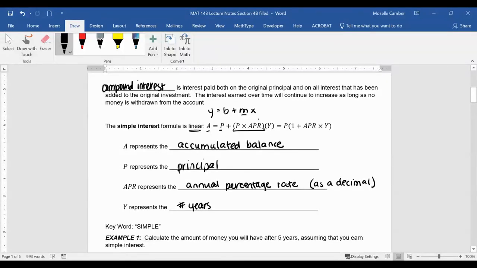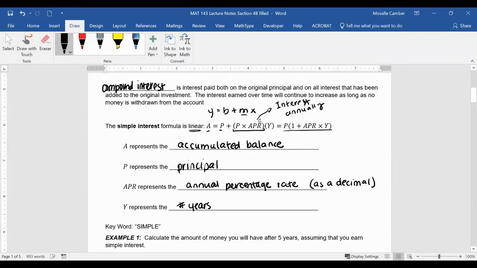Of course, this P times APR, if you ever want to just find the amount of interest annually, that is all you would have to do. You do the P times APR and you get the amount of interest that gets paid annually. Now, if you don't want to have P written twice, you can factor out the P and you get P times 1 plus APR times Y. But that's your option if you want to do that.